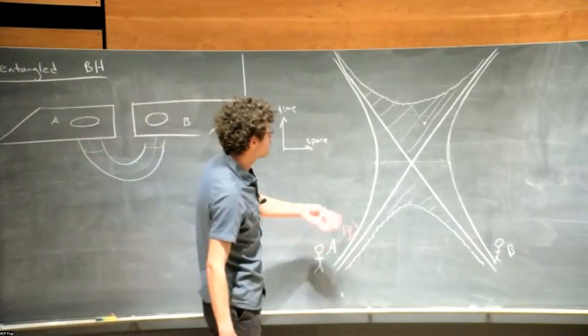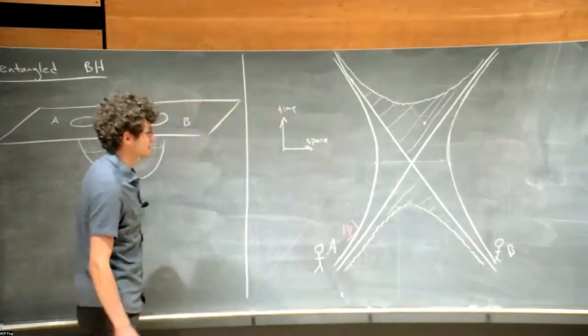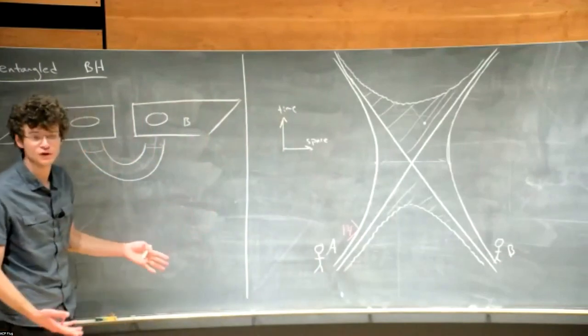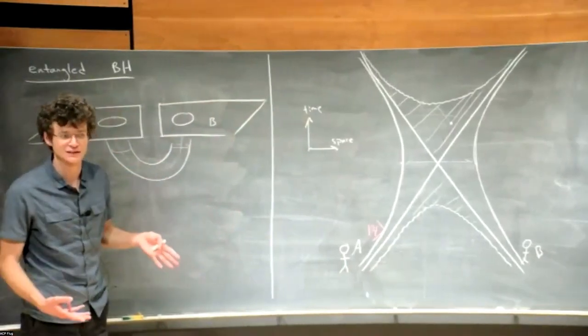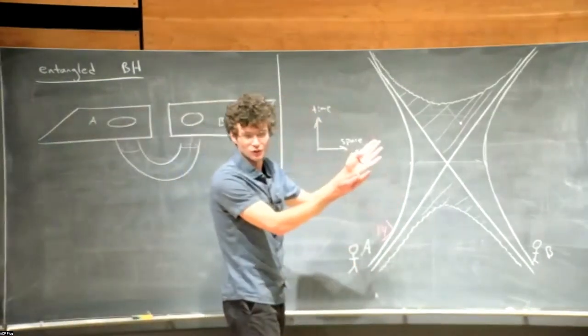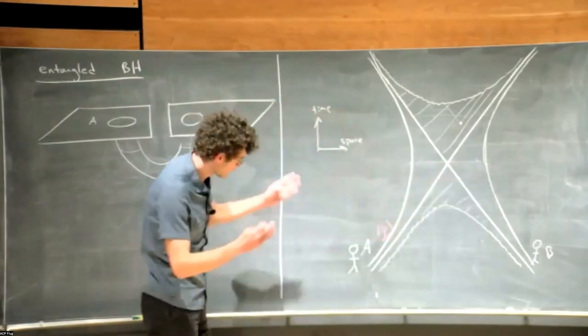And she knows about quantum teleportation. She knows that entangled black holes are supposed to be some kind of resource you can use to do quantum teleportation. So what does she do? She makes the obvious guess. I want to send this quantum state to Bob. I'm just going to throw it into the black hole. Bob is right over there. Just throw it and hope he gets it.